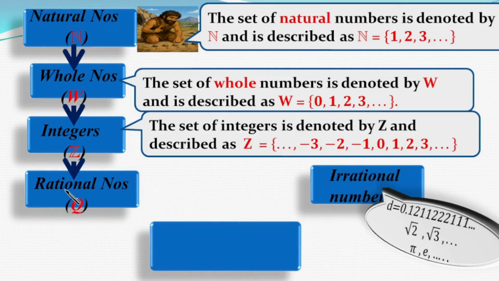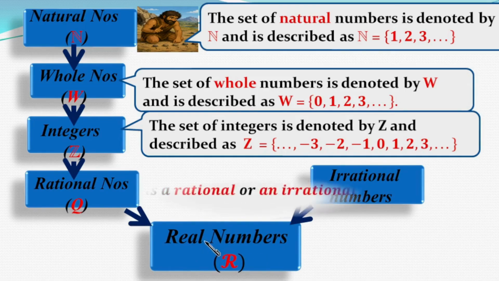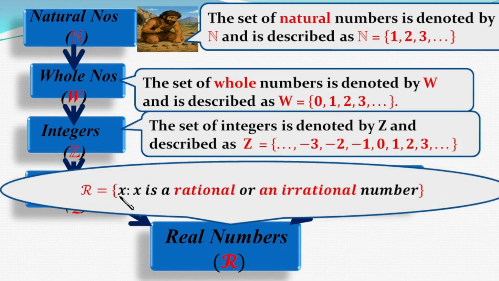So rational plus irrational, we will get the set of real numbers. And the way we define real numbers, the set of real numbers contains x, where x is a rational or an irrational number. So the union of rational and irrational will give us the set of real numbers. So this is the history of numbers.